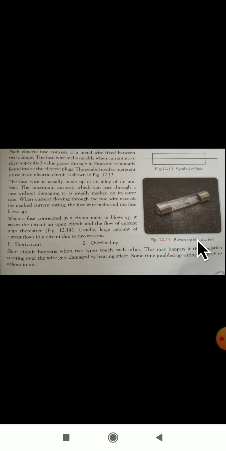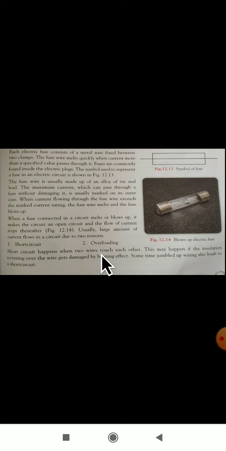Usually a large amount of current flows in a circuit. Why? There are two reasons: one is a short circuit and the other is overloading. Short circuits happen when two wires touch each other. This may happen if the insulation covering over the wire gets damaged by the heating effect. Sometimes jumbled wiring also leads to short circuits. Jumbled wiring means you have not put the proper wire in the proper place, so a short circuit may take place.